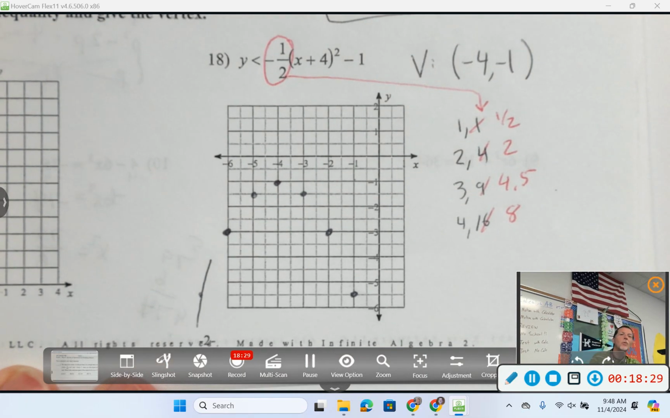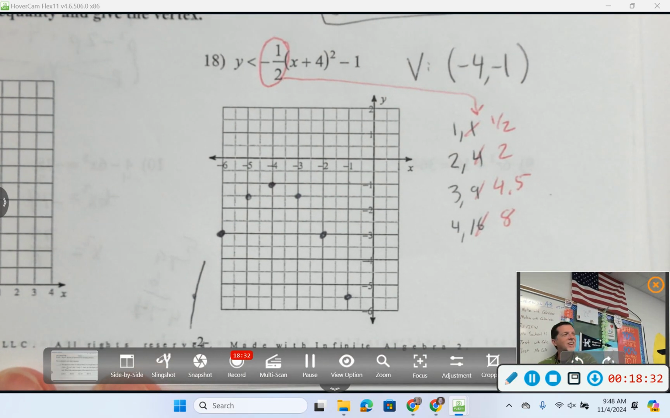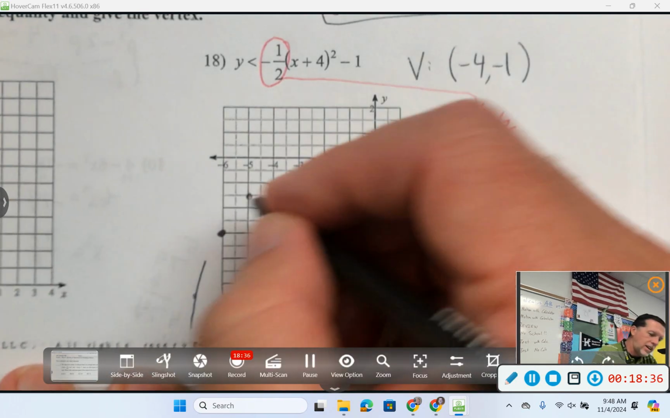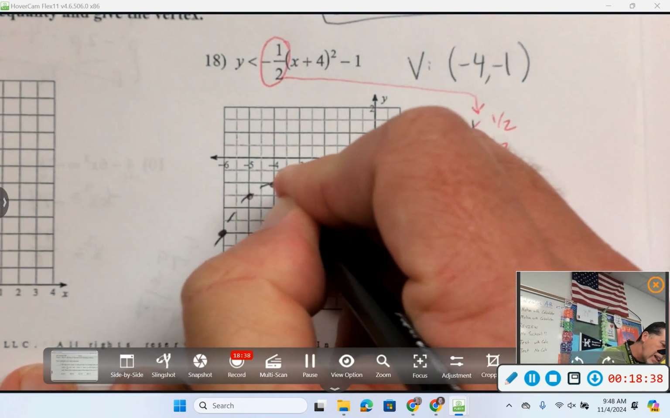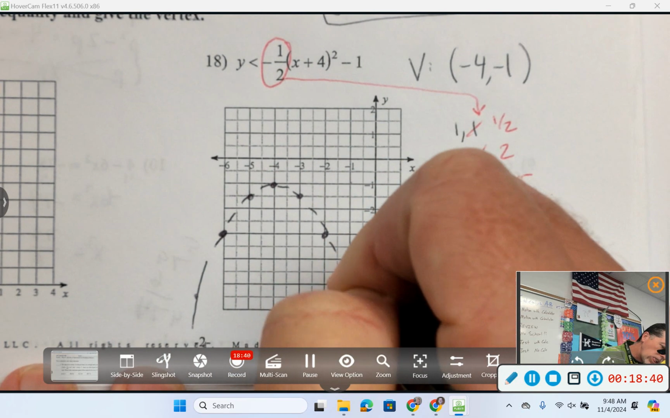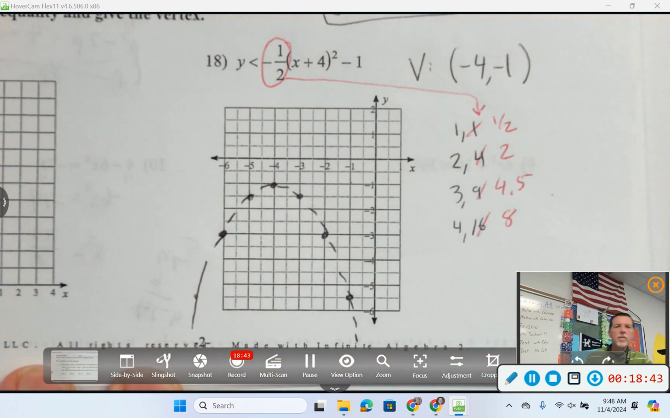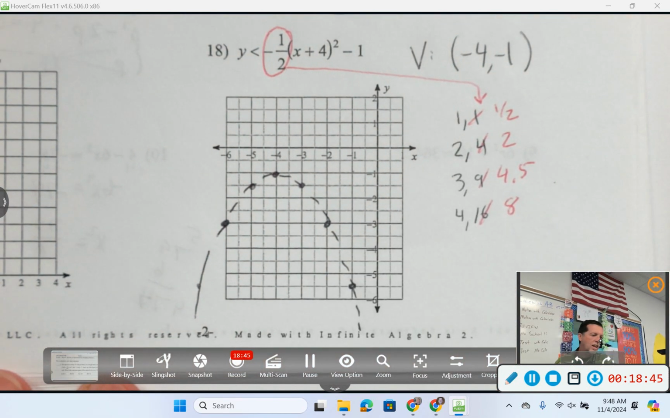Oh, I was about to do something wrong there. I need a dotted line. A dotted line. And then where am I shading? Below.